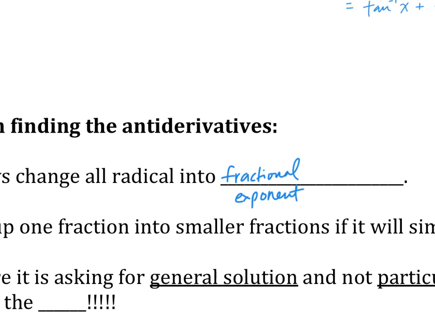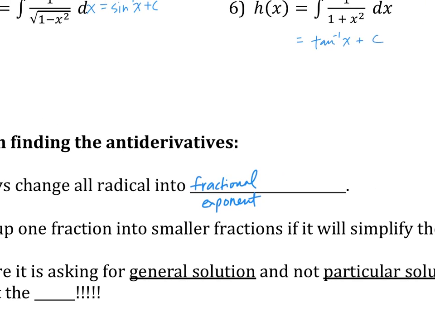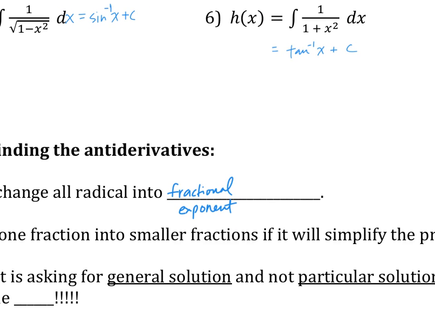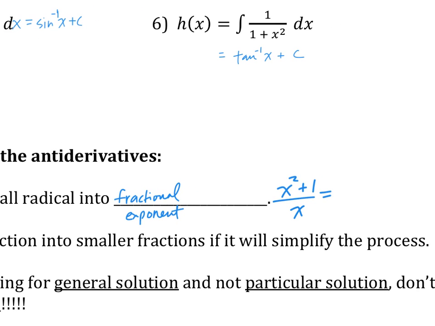Next, split up one fraction into smaller fractions if it's going to simplify the process. You don't have to write this down. You just have to understand the idea. For example, if you have x squared plus 1 over x, that seems impossible to integrate. So what you want to do is split it into 2 fractions: x squared over x plus 1 over x, or x plus 1 over x. Now it's easy to integrate. So if you have a fraction that has some kind of polynomial on top, you should split it.